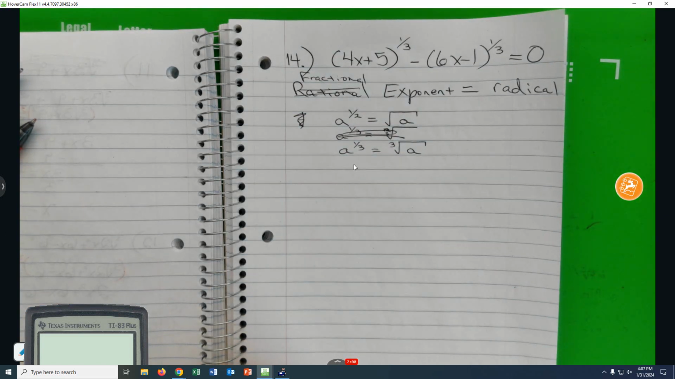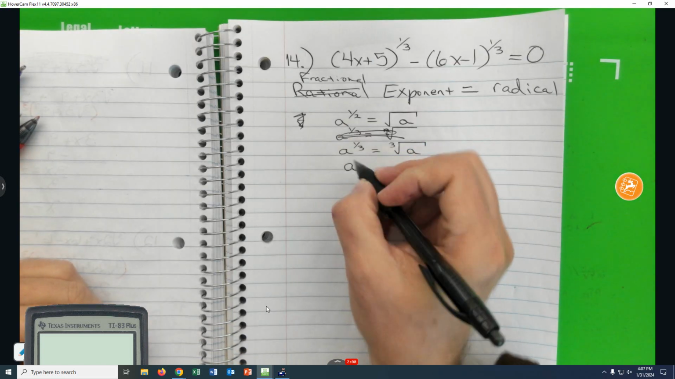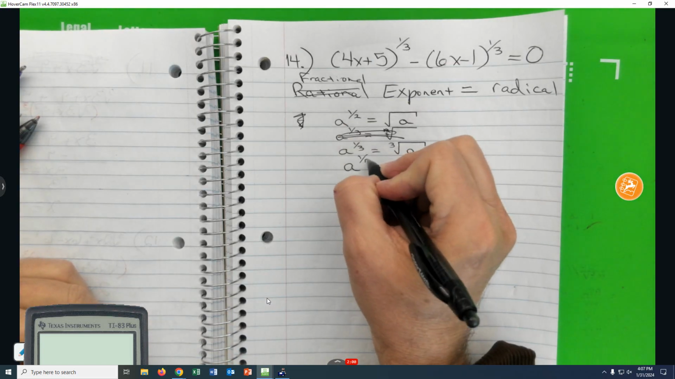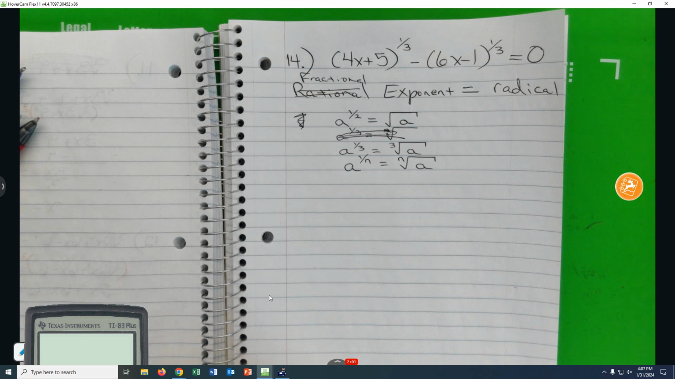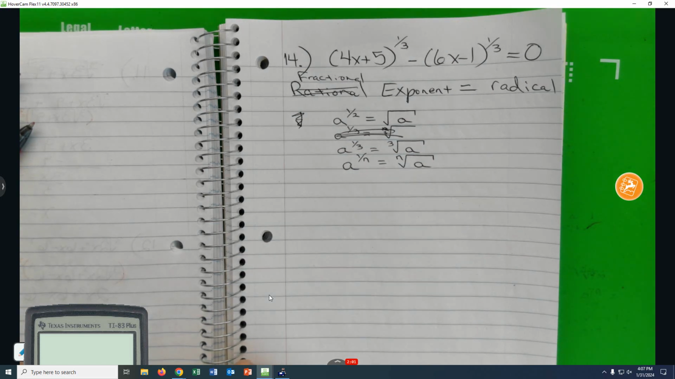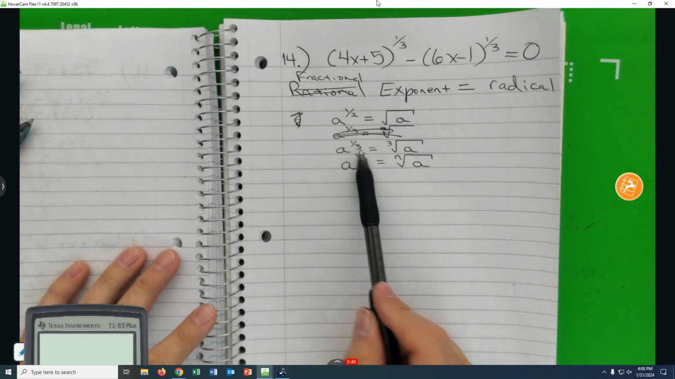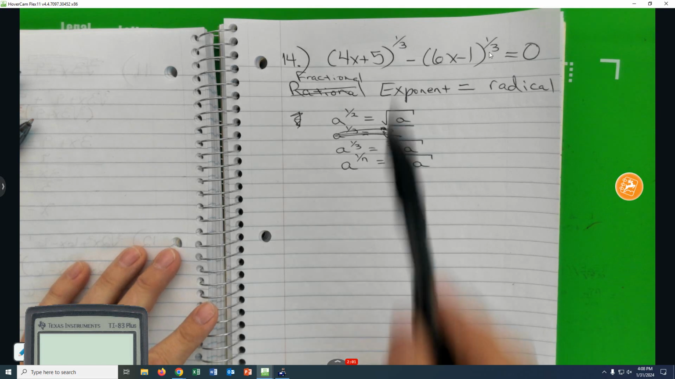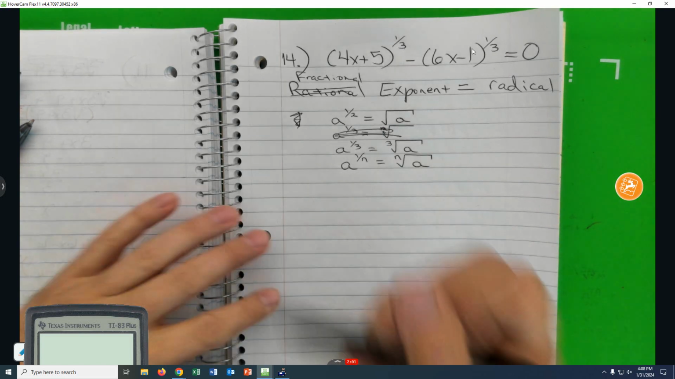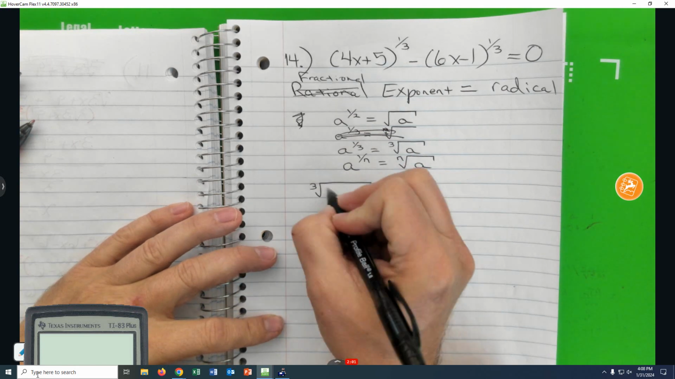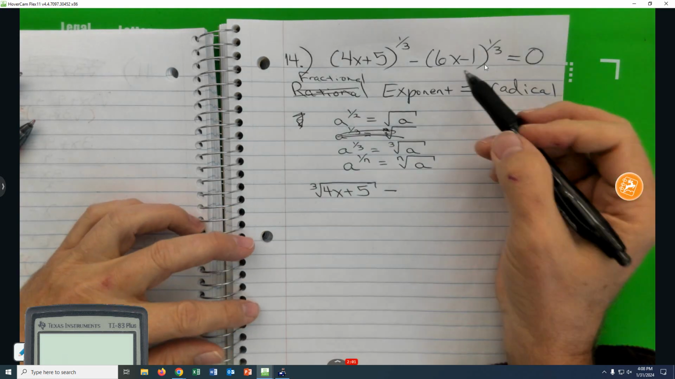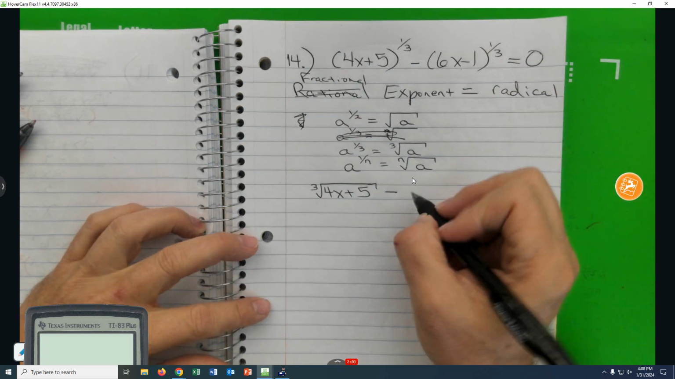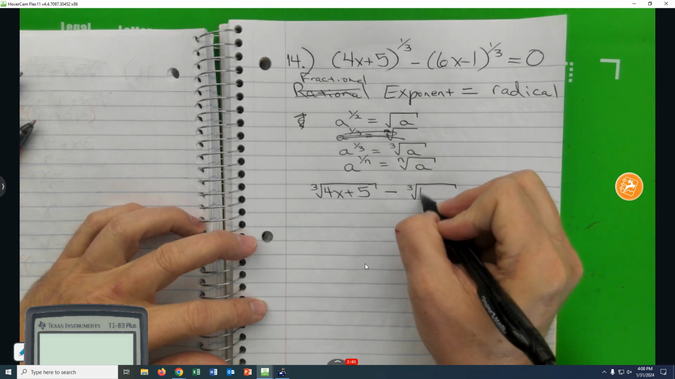And in general, A to the 1/n, A for anything, anything to the 1/n power is the same thing as the nth root of A. A 1/4 exponent is a 4th root. A 1/5 exponent, a 5th root, and so forth. But an exponent of 1/3 is the same thing as a cube root. So instead of 4x plus 5 to the 1/3, write it as a cube root of 4x plus 5. Minus, instead of that 6x minus 1 to the 1/3, write it as a cube root of 6x minus 1.